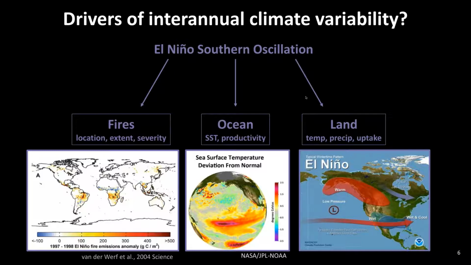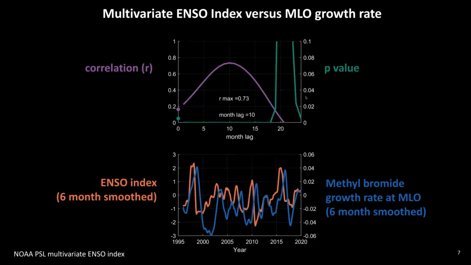So here's a diagram showing you how the wintertime pattern over North America changes during an El Nino year. It changes the location of our pressure systems, it changes the location of our precipitation, and ultimately could impact the changes in the soil uptake term of methyl bromide. So first what I wanted to do is say, okay, we know ENSO is a big deal. Do we see a correlation with our surface data? Here I'm going to show you a two-panel plot. I want you to focus on the bottom first. What I show you here in orange is the ENSO index. I'm using the multivariate ENSO index for this purpose. And then in blue is the methyl bromide growth rate at Mauna Loa.